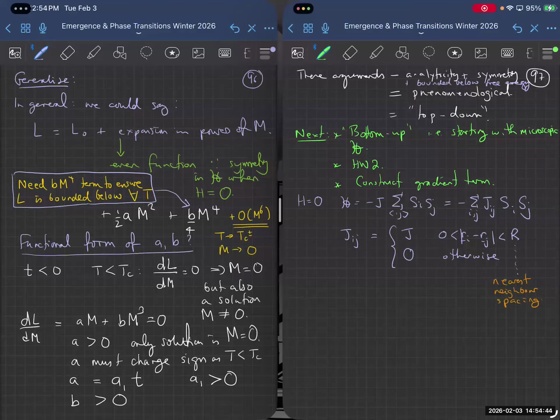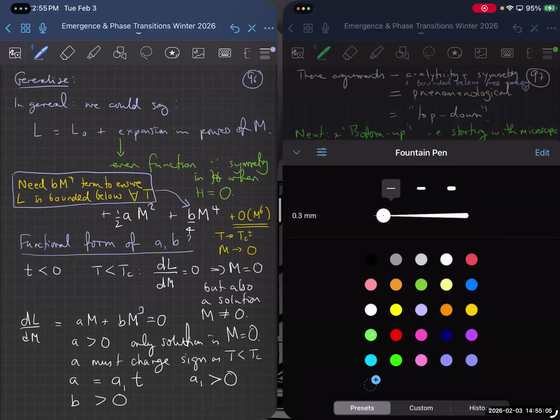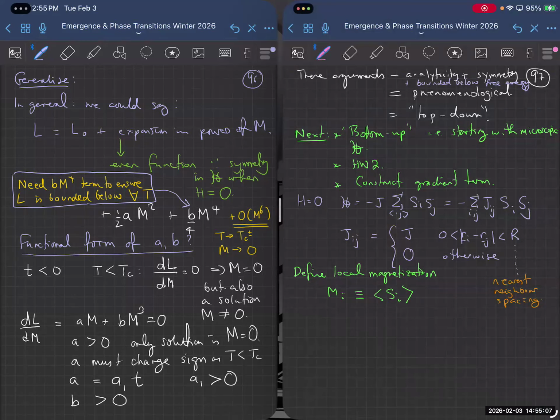So that's what we have. Then we're going to define the local magnetization. I'm going to define m_i as equal to the expectation value of S_i, and it is not coarse-grained, but later we will anticipate that this will eventually map into the coarse-grained magnetization.